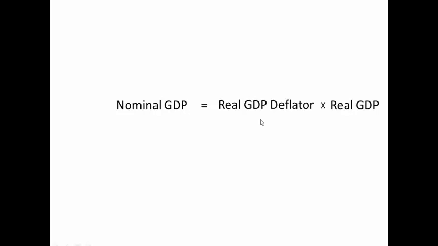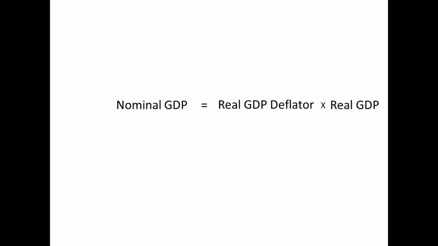Well, we know that the deflator was 1.03 and that the real GDP was 18.6. And when you multiply this 1.03 times 18.6, you're going to get 19.158. Let's take this formula now and try to figure the real GDP.